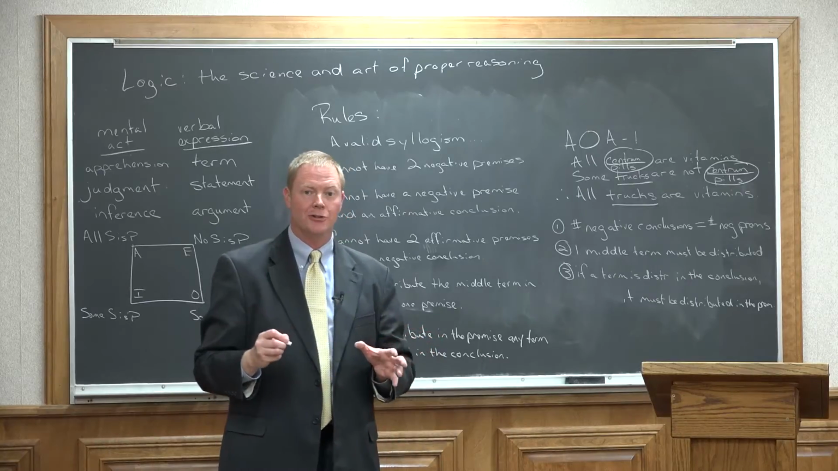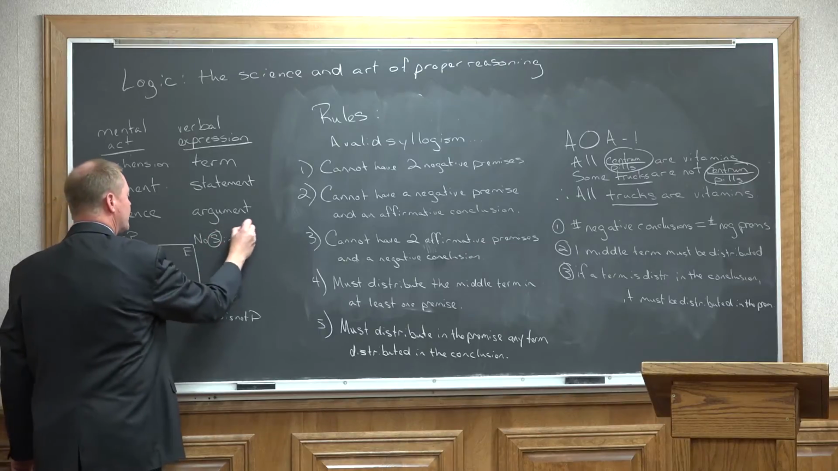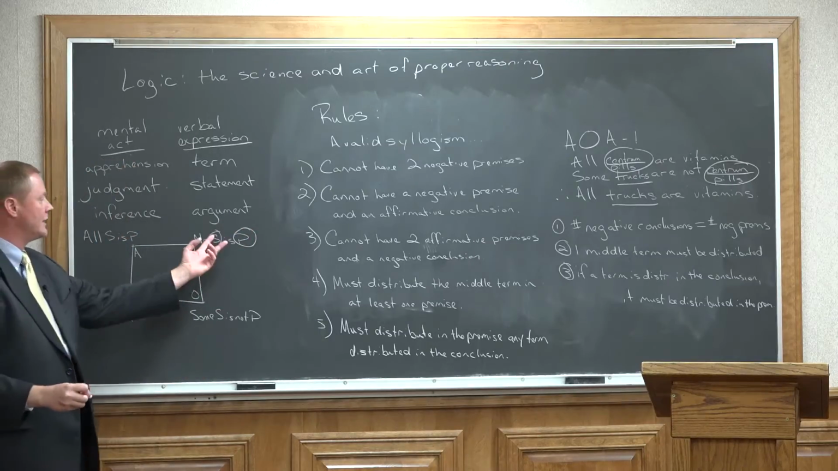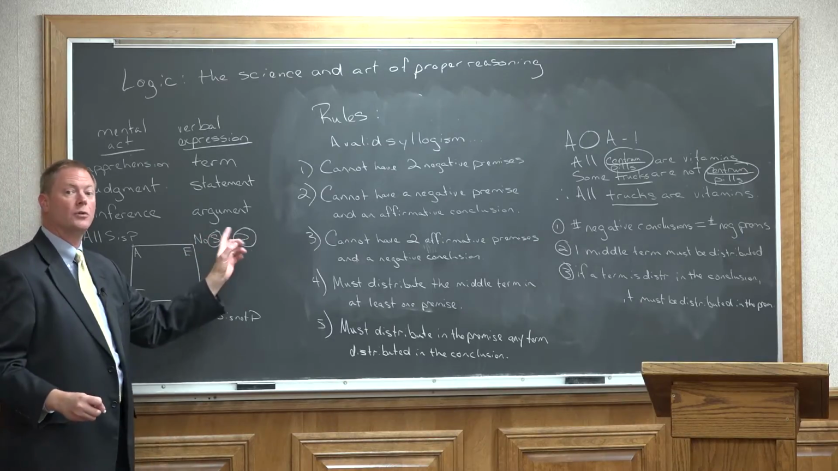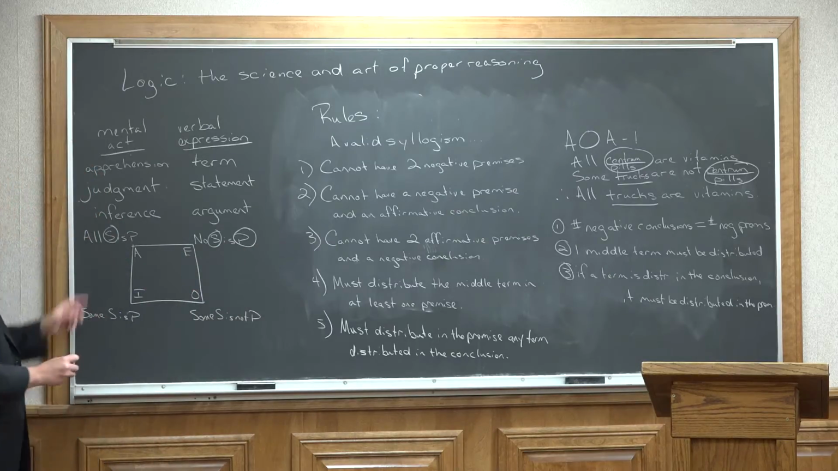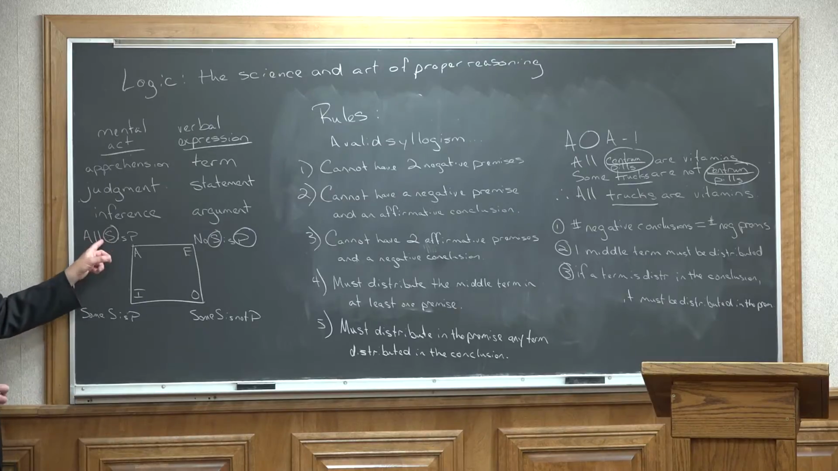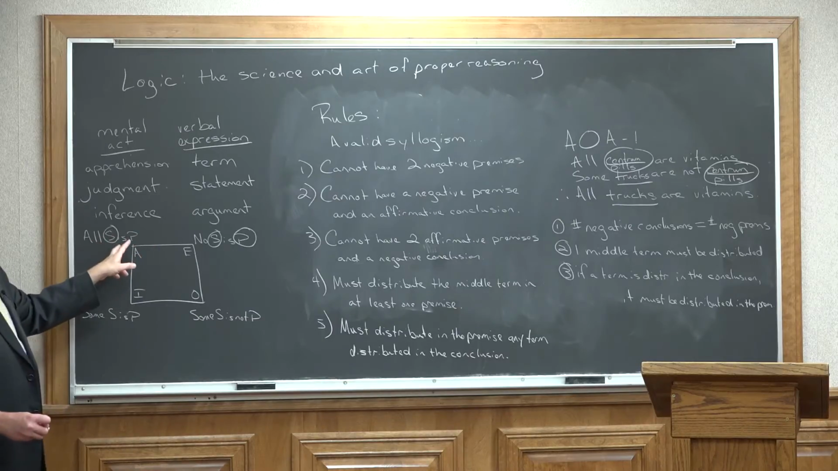Because in a negative, if you have an E statement, no S is P, this is distributed and this is distributed. Remember, these are interchangeable. No S is P is the same as saying no P is S. We showed you that in an earlier lesson. Here, this term is distributed. All S is P, because we're referring to all the S's. We are not referring to all the P's. For instance, if we say all beagles are dogs, we're not referring to all dogs. We can't say all dogs are beagles. That would be false. So those are not interchangeable.